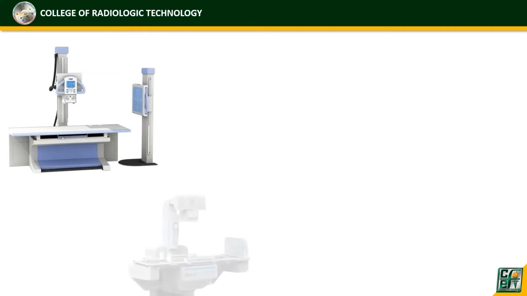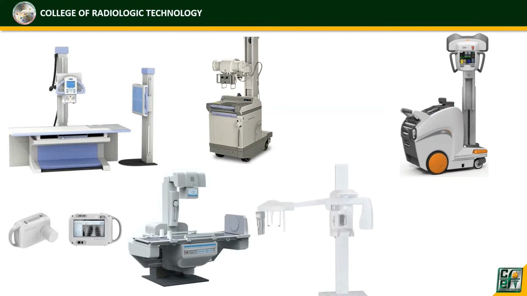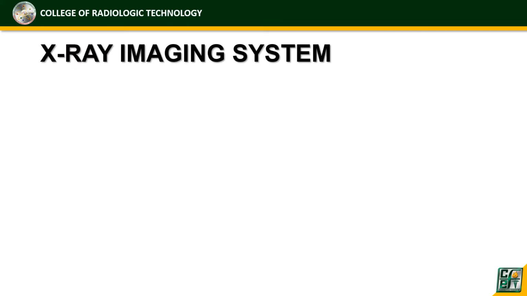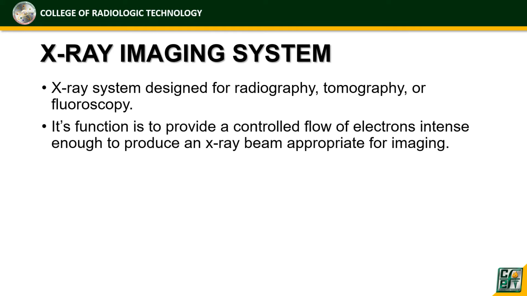There are different types of X-ray machines, as you can see in the slide. The X-ray imaging system is designed for radiography, tomography, and fluoroscopy. So its primary function is to provide a controlled flow of electrons intense enough to produce an X-ray beam appropriate for diagnostic imaging.